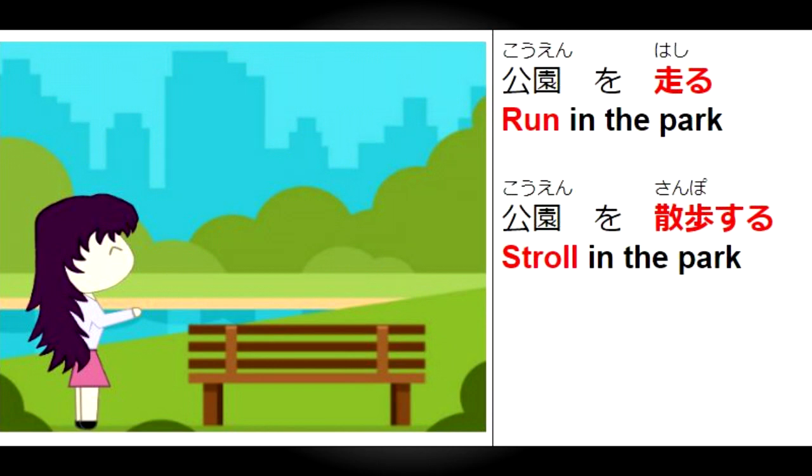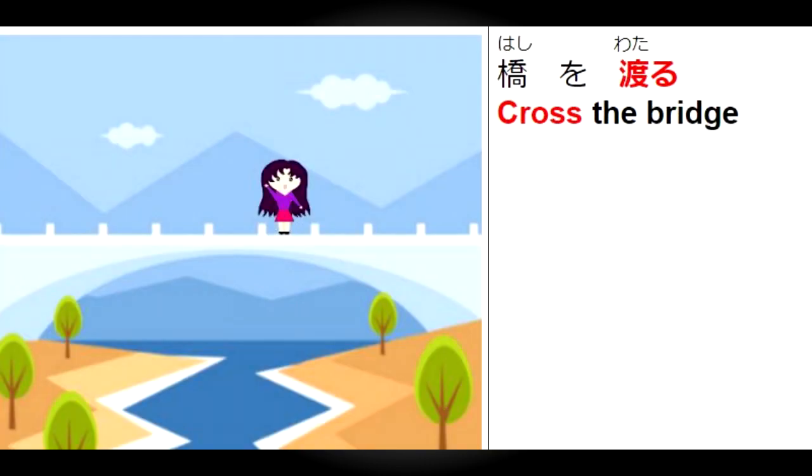But of course, along with this, we can also think about places such as parks. The examples that I got for the parks are koen o hashiru, run in the park. Koen o sanpo suru, stroll in the park. And then finally, one of the most common structures that take us from one point to another would be a bridge. Hashi o wataru, cross the bridge.